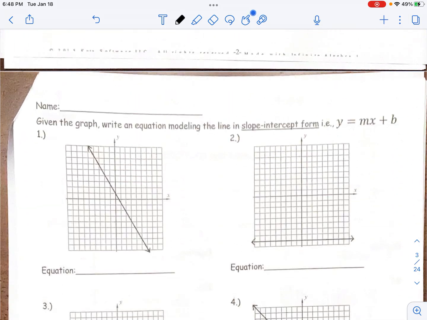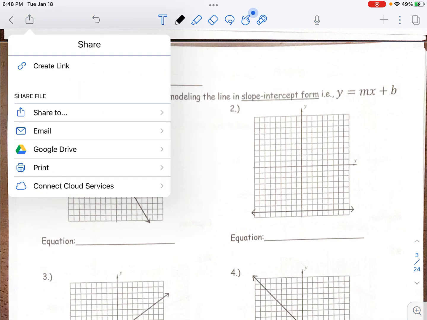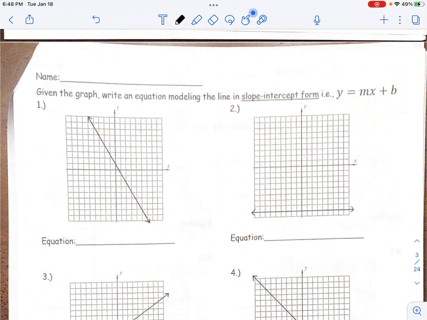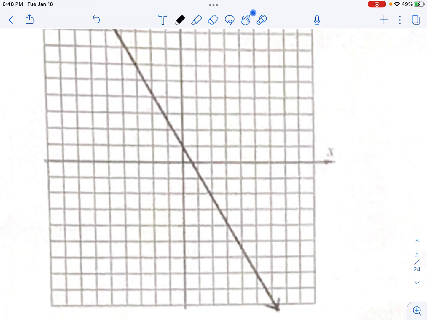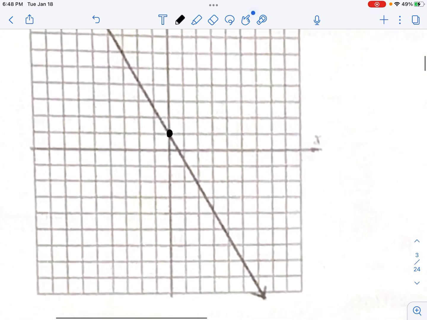Now, the next page is still writing an equation from a graph, but these are, I want to say, a little bit tougher, and you have some different types of problems, all right? So on this right here, got to blow the screen up a little bit more, that way we can actually kind of see. So that right there would be my y-intercept, because that's the y-axis.